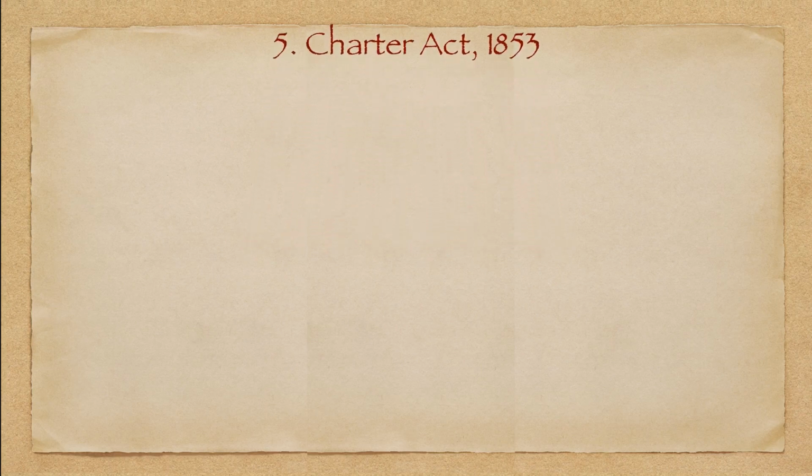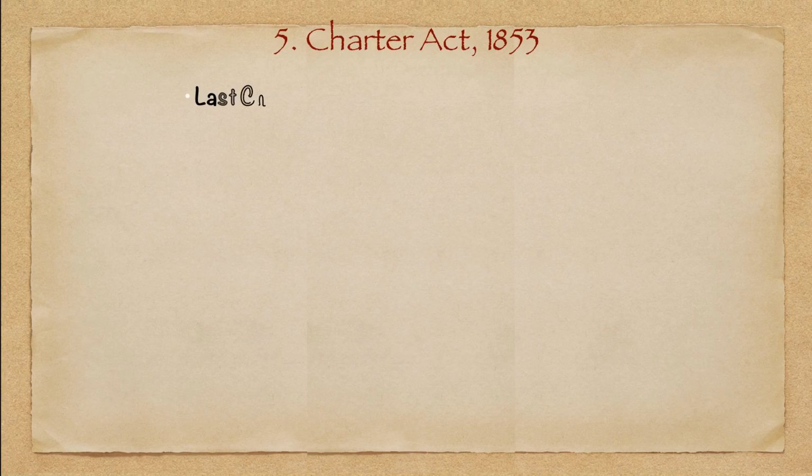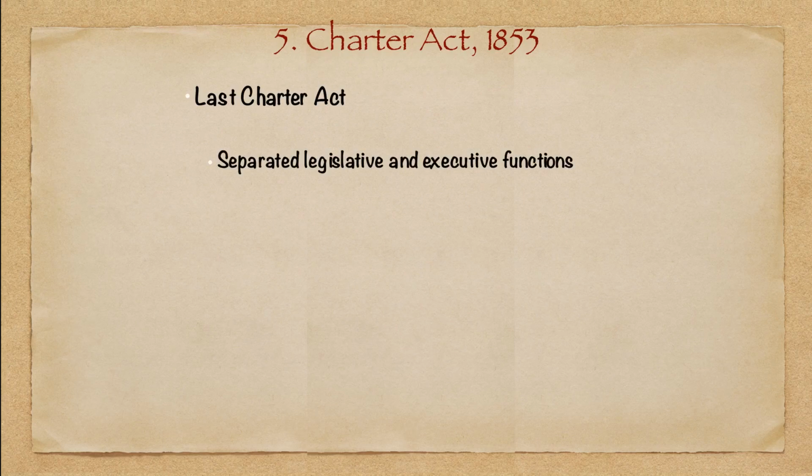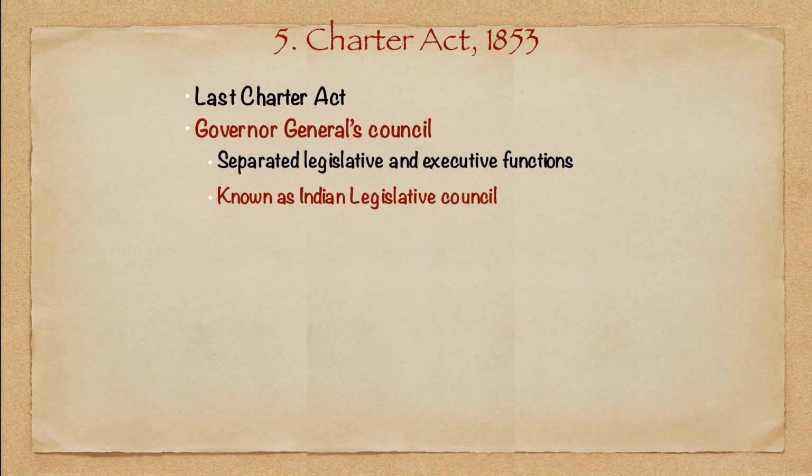Many Charter Acts were enacted during the Company Raj. The Charter Act, 1853 can be considered as the last Charter Act. This act separated the legislative and executive functions of the Governor-General's Council, which is known as the Indian Legislative Council. And it functioned as a mini-parliament.